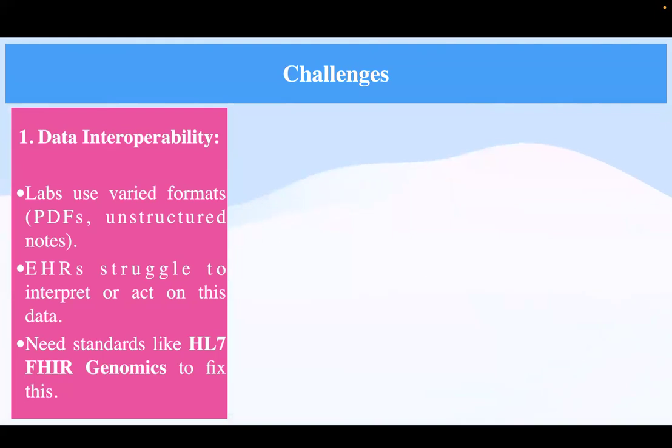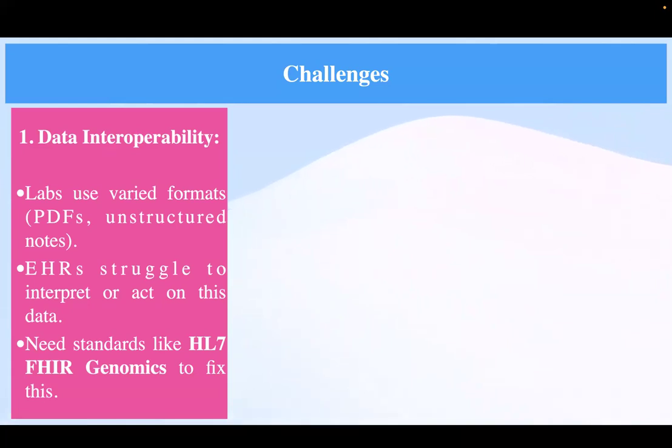Data interoperability. Labs use various formats like PDFs and unstructured notes to give the genetic interpretation. Electronic health records further struggle to interpret or act on this data. Also, we need standards like HL7 FHIR genomics to fix this. Now, what is this? The full form of FHIR is Fast Healthcare Interoperability Resources. I am again repeating: FHIR stands for Fast Healthcare Interoperability Resources.